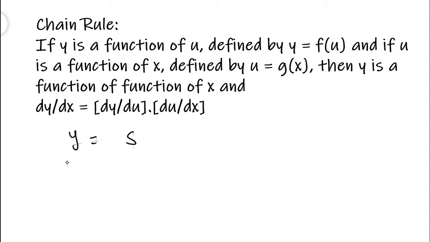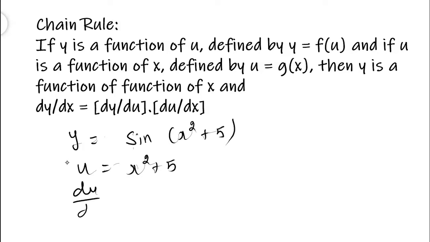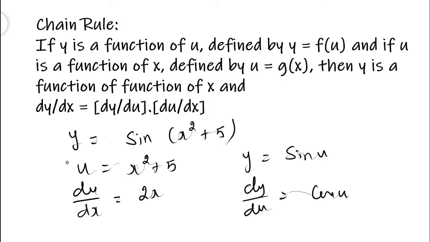Given y is equal to sine of x squared plus 5. Now let us take u to be equal to x squared plus 5. So differentiating this with respect to x, we get du by dx is equal to 2x. Now the function becomes y is equal to sine u. Differentiating y with respect to u, we get dy by du is equal to cos u.